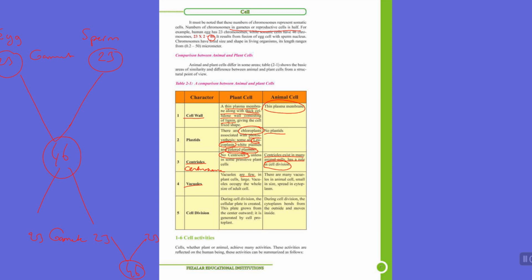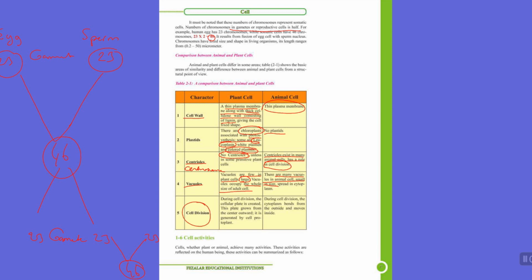Vacuoles are few in plant cells but large in size. They occupy the whole size of adult cells. Most of the cytoplasm is occupied by vacuoles in adult cells. There are many vacuoles in animal cells but small in size, spread in the cytoplasm.